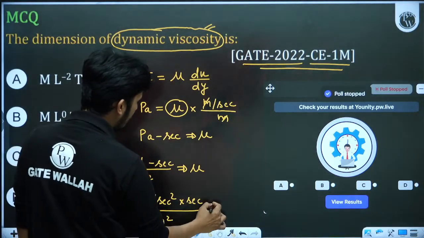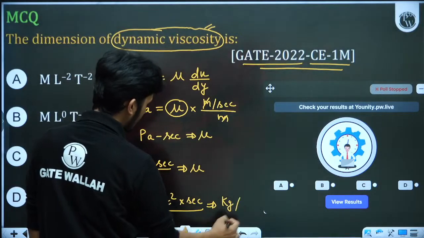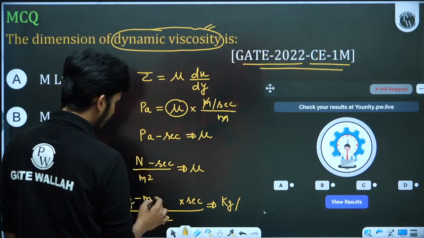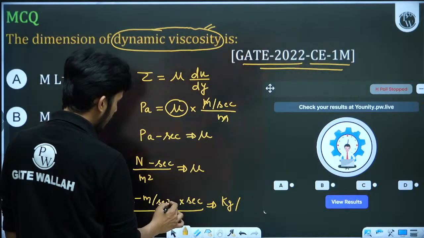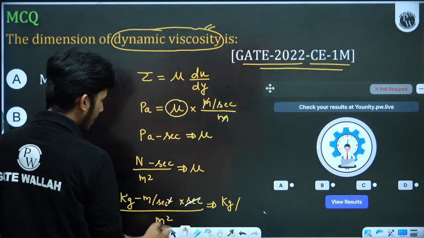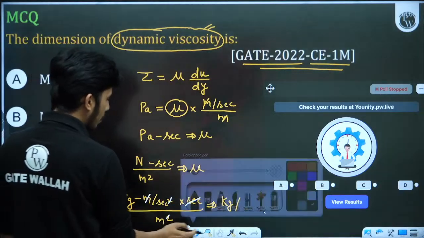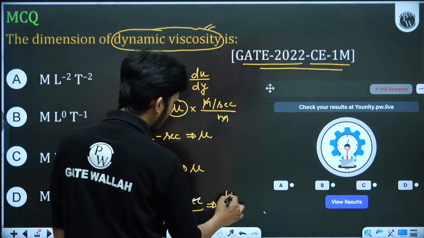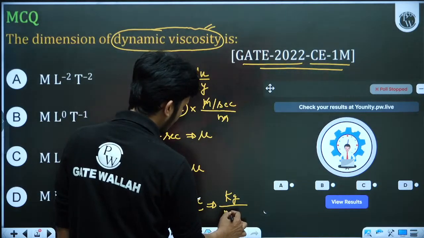So we will write this down as kilogram per meter second, because what will happen? This second square, 1 square will cancel out. This 1 square will cancel out from second, and this 1 square will cancel out from meter. So kilogram upon second and upon meter. So kilogram upon second upon meter means kilogram per meter second.